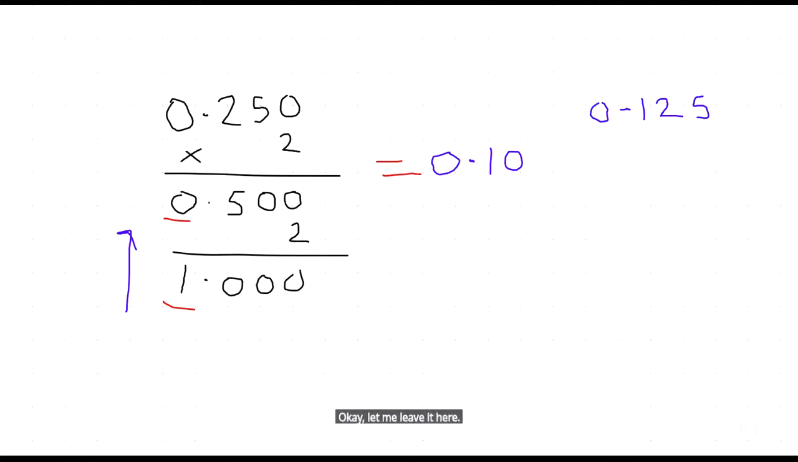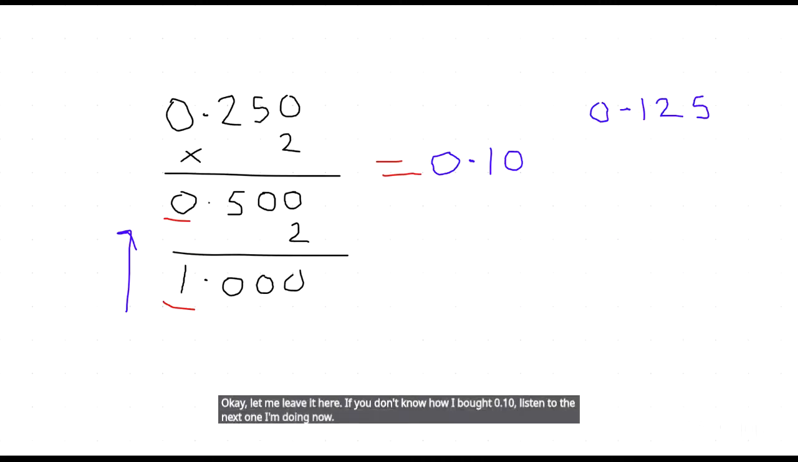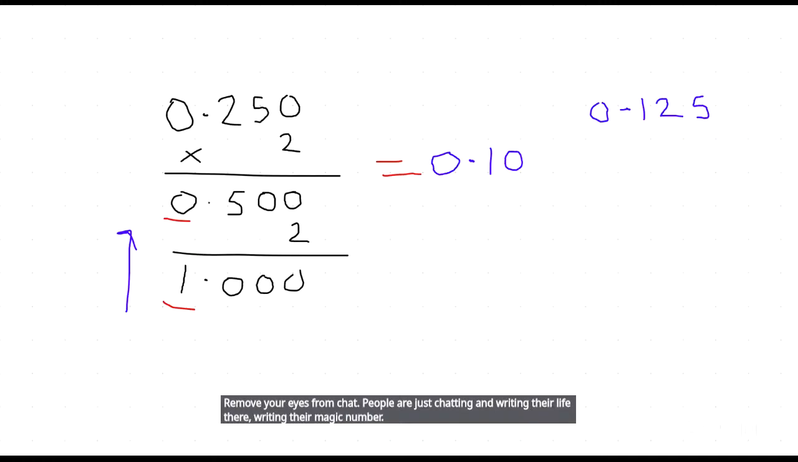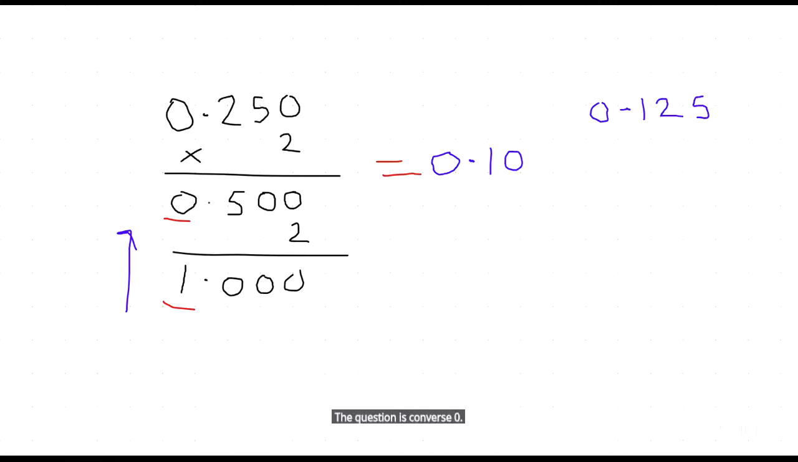If you don't know how I got 0.10, listen to the next one I'm doing now. They are similar. Listen very well. Remove your eyes from chat. People are just chatting and writing their life there, writing their matric number. Listen to what I'm saying. So if you understand the second one now, the first one you will understand. The question is convert 0.125 to binary.